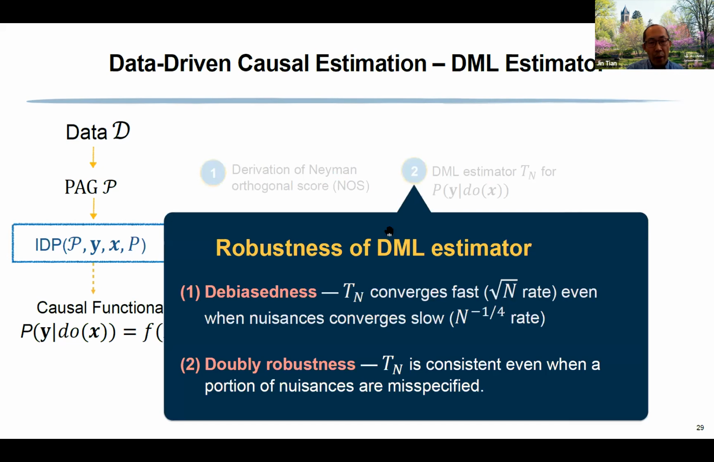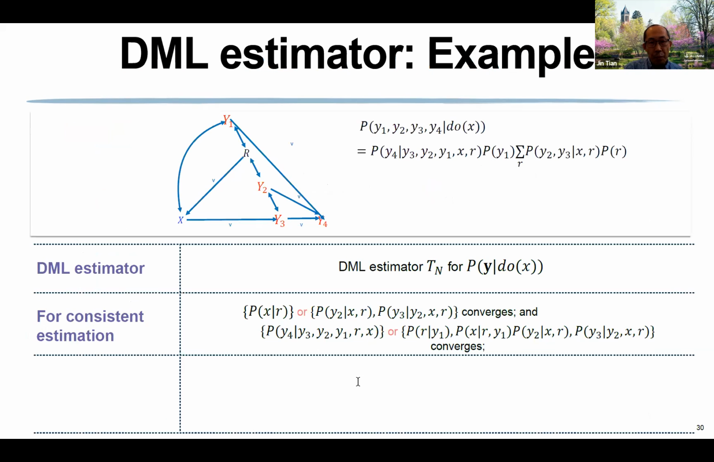So the algorithm will satisfy the debiasedness property. That is, the estimator converges at square root n, even if all the nuisances converge slower. Also, it satisfies a certain double robustness property. That is, the estimate is consistent even when a portion of the nuisances could be misspecified. And I will show the property with this particular example.